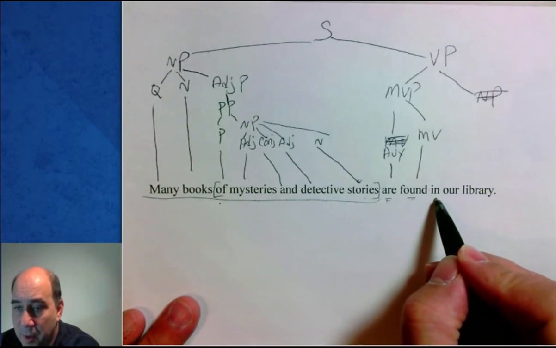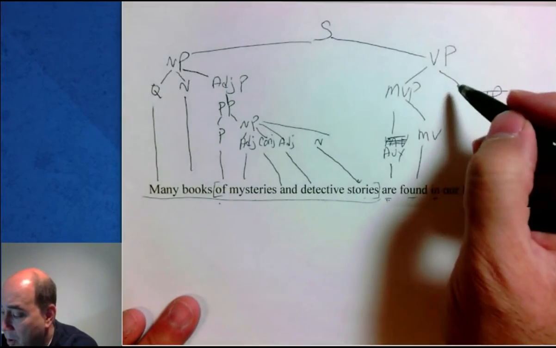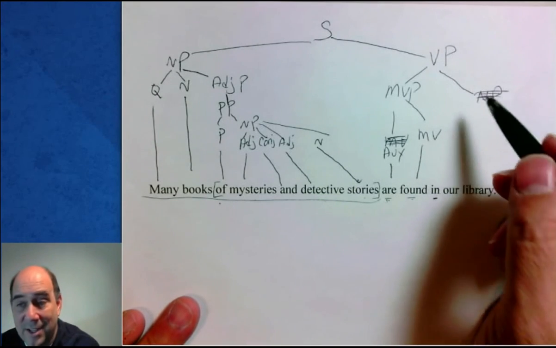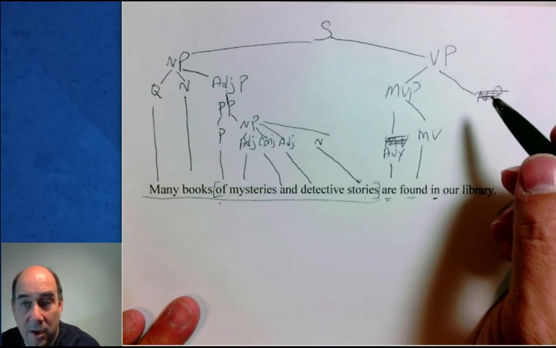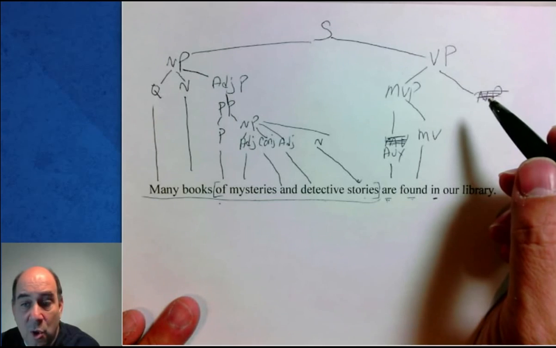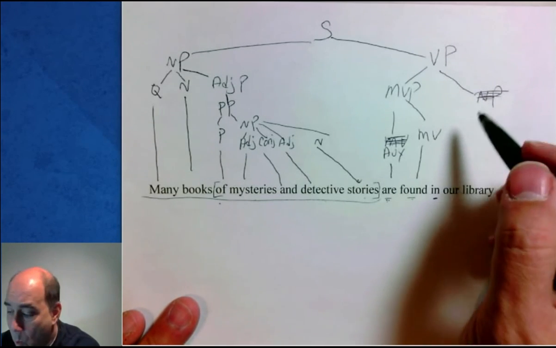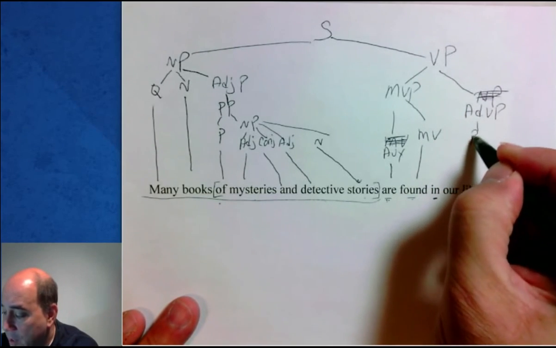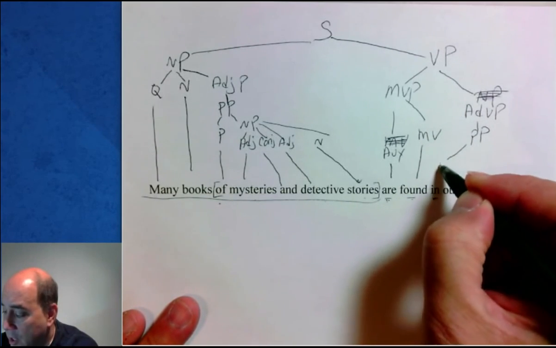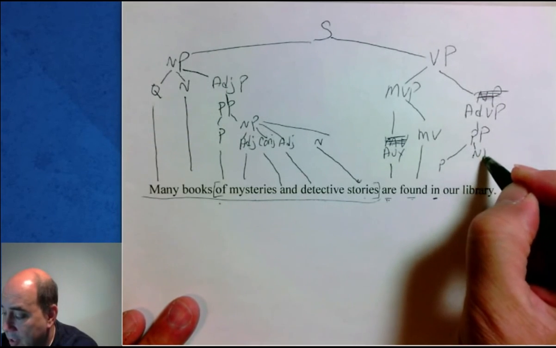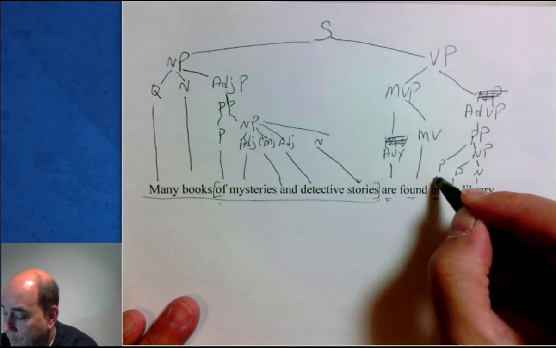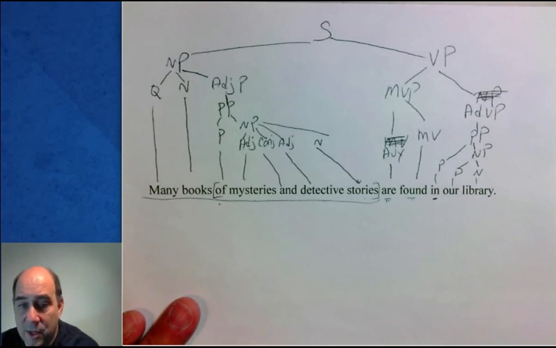What did I miss? I missed the preposition. Found in our library. Where are they found? Found in our library. If I answer the question, where are they found, I'm talking about location. Right? So I'm describing the verb. So this is an adverb phrase, which is actually a prepositional phrase. It includes a preposition and a noun phrase. This noun phrase includes a determiner and a noun. Right? My bad on the two mistakes.